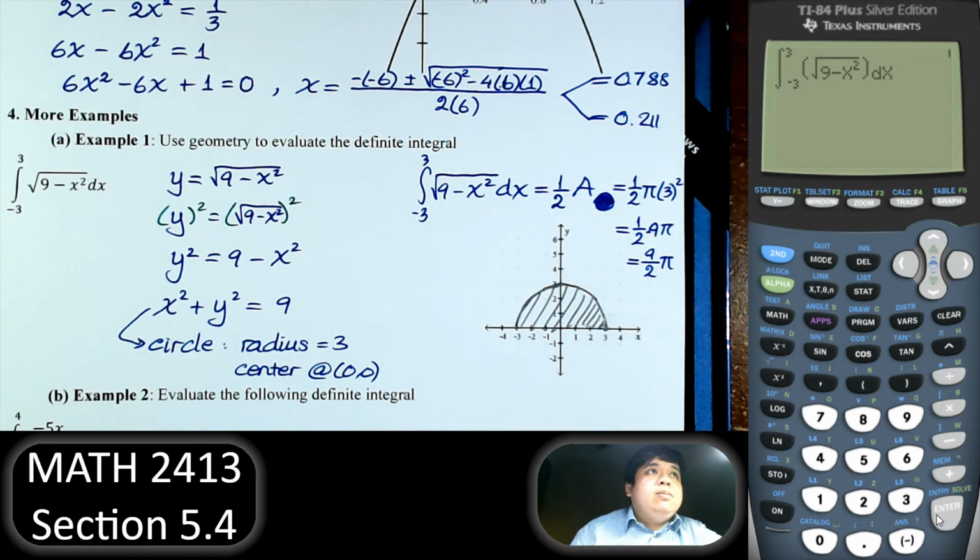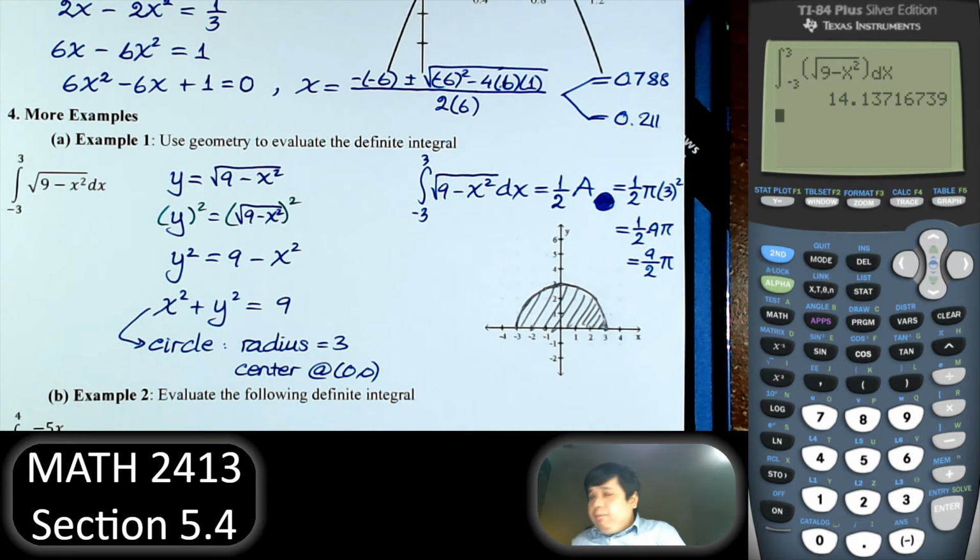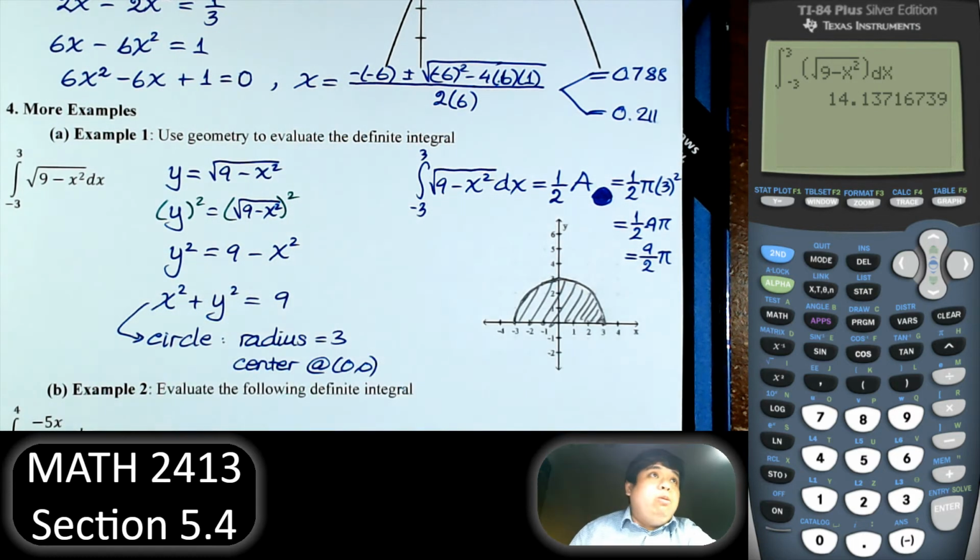And we have that. Even the calculator takes some time to do. Now, is that equal to 9 over 2 pi? 9 over 2 is 4.5.